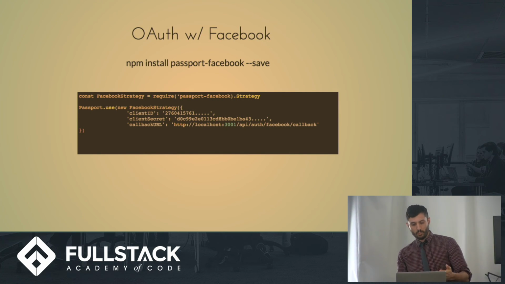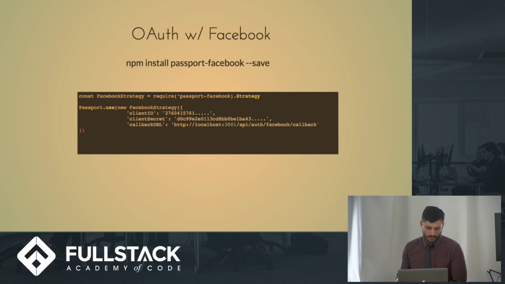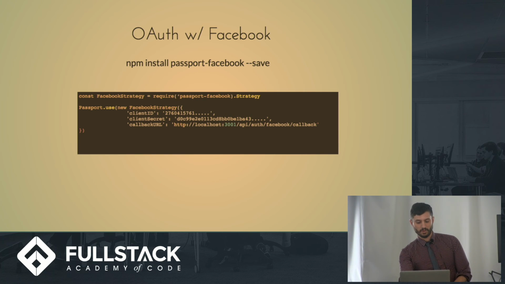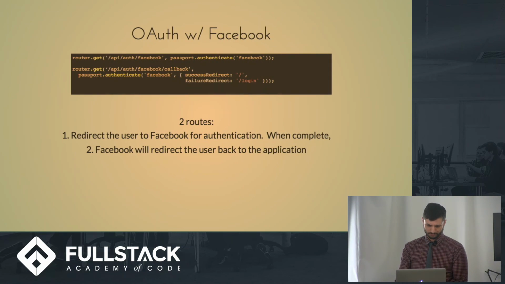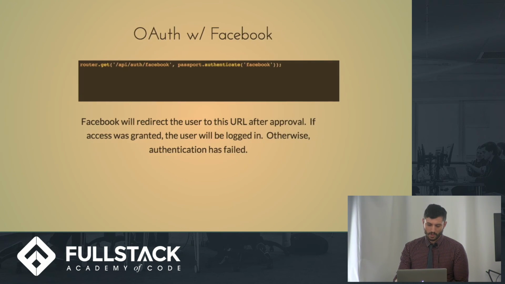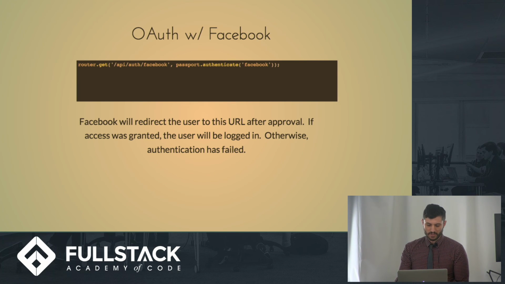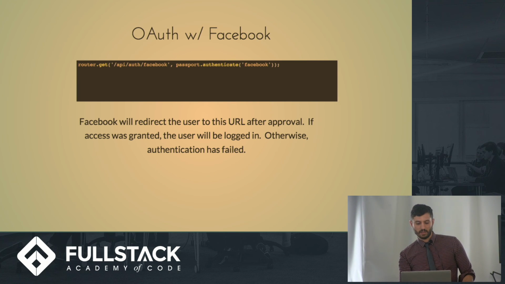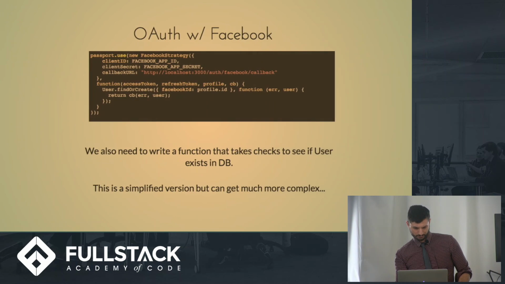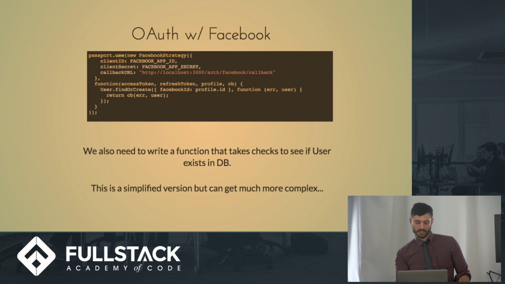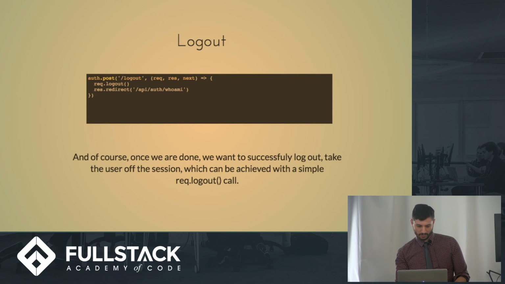Using Passport's library, you can npm install a specific strategy that they provide called passport-facebook. And here, you have your client ID and your client secret and the callback URL I just mentioned. Some routes, and then Facebook will redirect us back once the access was granted. Looks like I'm running out of time a little bit over here.